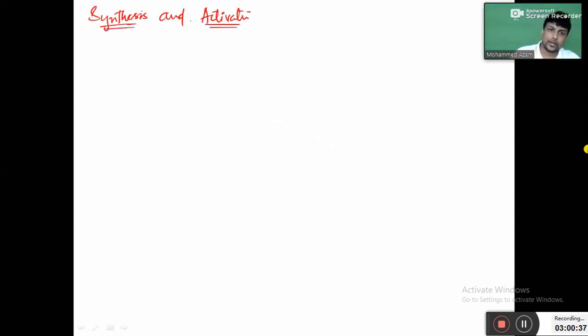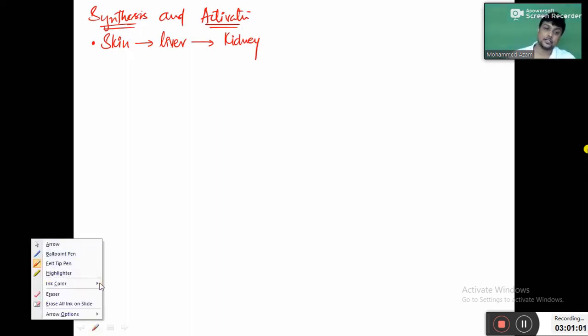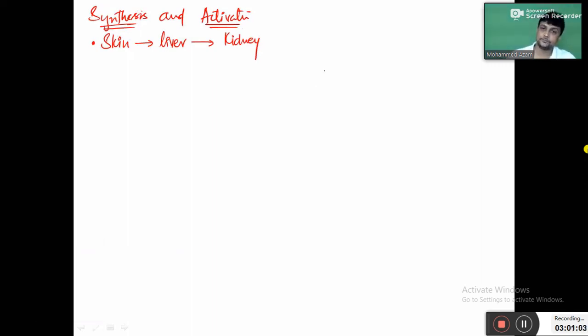Vitamin D synthesis and activation will take place at three places. The first reaction will take place in the skin, the second reaction in the liver, and the third reaction in the kidney. So vitamin D formation has 3 steps: first in skin, second in liver, and third in kidney. 3 reactions, 3 places. Oh my god. Come on sir, let's get started.